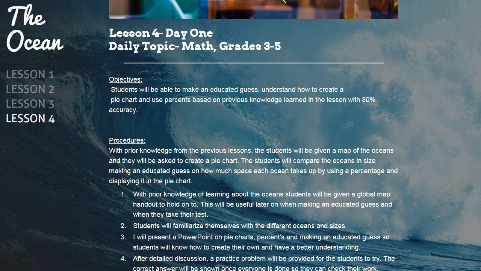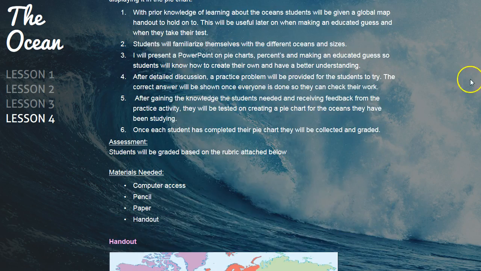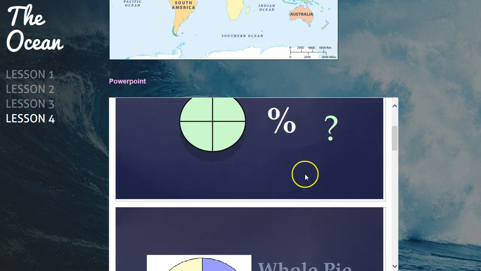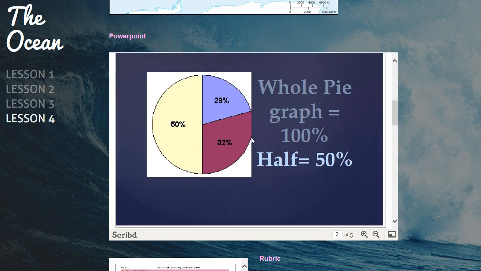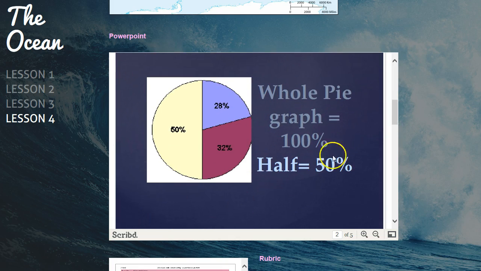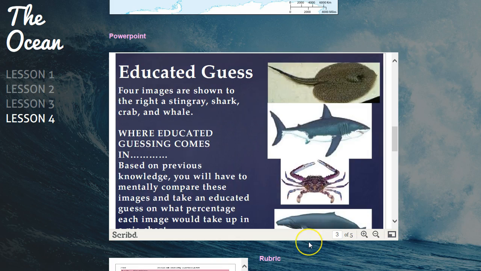And I have a PowerPoint. This is basically broad. I explained to them that the whole pie graph is equal to 100%, so anything that they add in it has to equal 100. The whole purpose is to get them to be able to pick out things that are bigger in size and show it in a graph by using a percent.